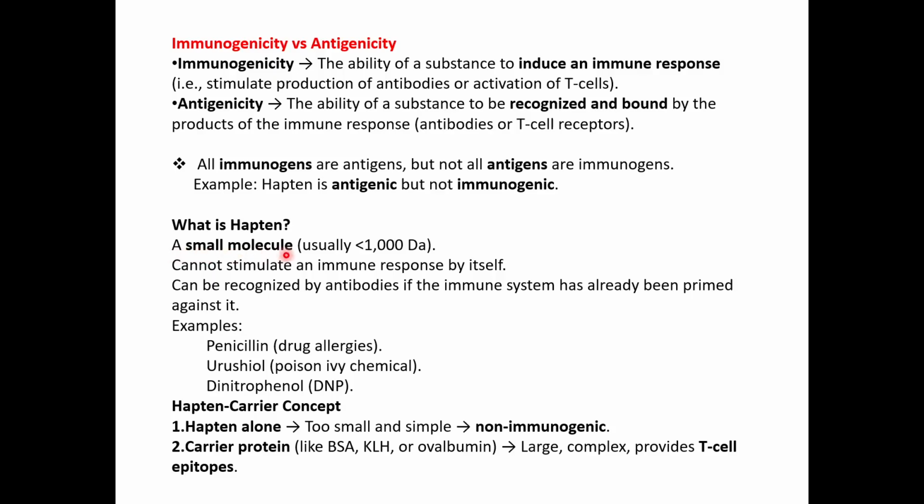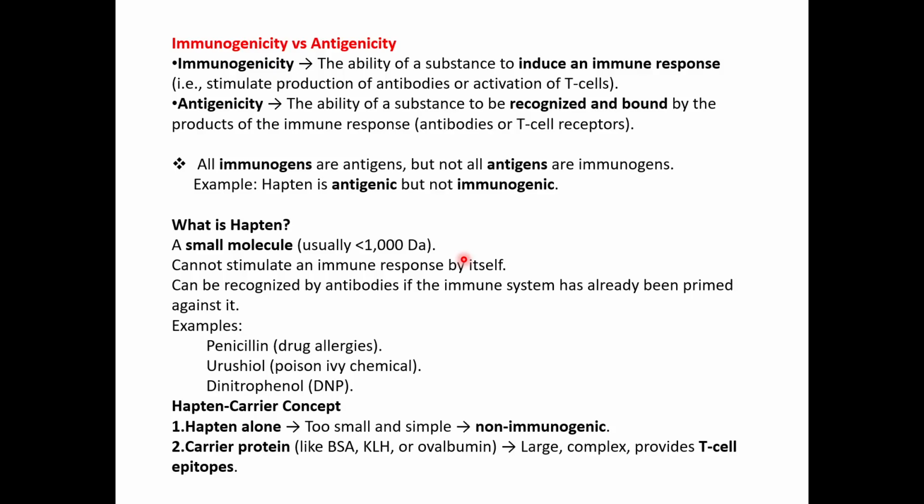So, a hapten is a small molecule which is an antigen, and due to its small molecular weight, it cannot be recognized by the immune system. So, it has to be combined with a carrier molecule. It cannot stimulate an immune response by itself, and it can be recognized by antibodies if the immune system has already been primed against it. So even though it is not able to invoke an immune response, if that molecule in some other form had been already introduced into the system and produced an immunogenic response, then your system will have a memory of the epitope of the hapten.